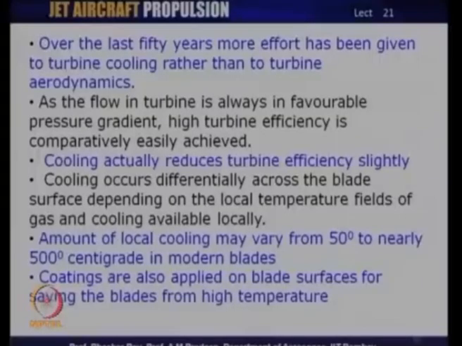The cooling occurs differentially across the blade surface depending on the local temperature field. This is what we discussed earlier, and the cooling technology has to be uniquely designed for each and every turbine blade. The amount of cooling may vary from 50 degree as it was in the early years to nearly 500 degree centigrade as in the modern blades. Most of the modern blades also deploy or apply a little bit of coating, which is also a blade surface coating to save the blade from high temperature. Coating is applied in addition to the cooling technology.